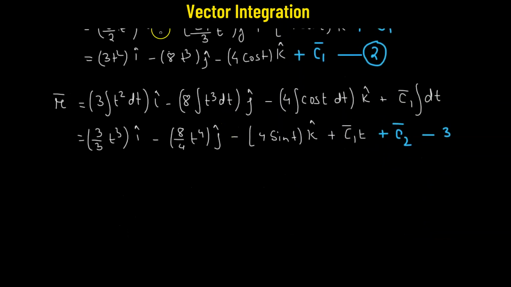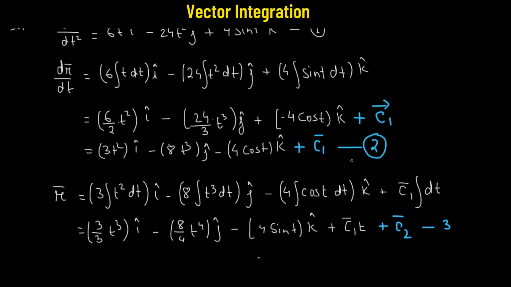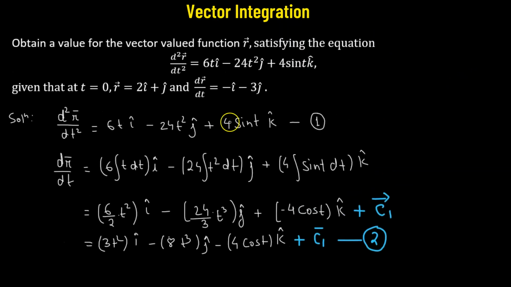In the next step we'll further simplify it. This gives us r vector equal to t cubed i cap minus 2t raised to the power of 4 j cap minus 4 sine t k cap plus c1 vector t plus c2 vector. This is what we are asked to obtain, the r vector. For that we'll have to obtain the values of c1 vector and c2 vector. We are already given a few conditions: the value of vector r and its first derivative at t equals 0.